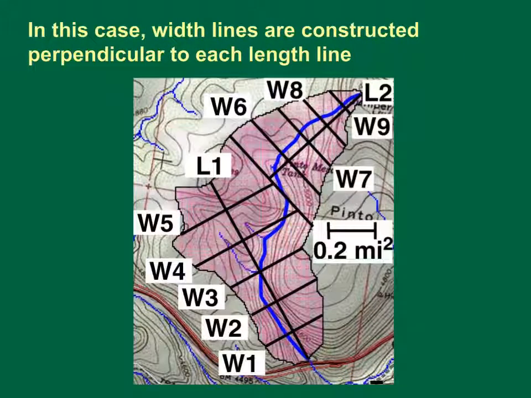The next step is to draw perpendicular width sections labeled as line W1 through line W9 on this map. To calculate the average, either multiply the average width times the length or multiply each width times the associated proportion of the length and sum the results.